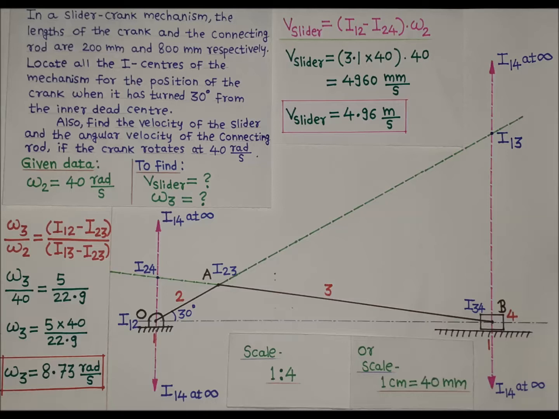If we go for this calculation, we will end with a number 4960, and that will be the velocity of the slider, and its unit will be mm per second, because the distance I12 I24 will be in mm. As we are multiplying it by scale, we are getting that distance in mm, and we are multiplying that entire distance by omega 2, which is in radians per second. That's why we get the velocity of the slider as 4960 mm per second. We can convert it to meter per second, and the velocity of the slider will be equal to 4.96 meter per second.